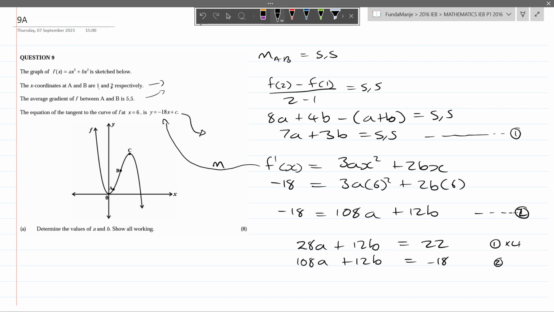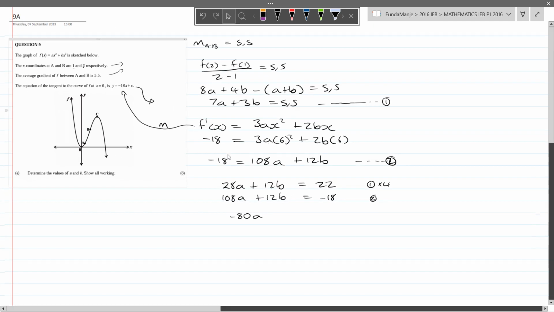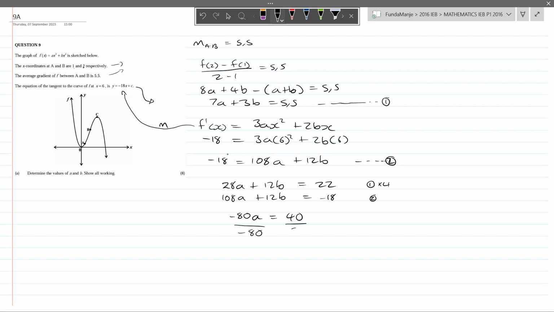Then we subtract these two, so this equation minus that equation, and this gives us 28a minus 108a, which gives us minus 80a. Let me just zoom out a bit for more space. So the 12b minus 12b cancel, and we are left with 22 minus negative 18, which gives us 40. Divide both sides by minus 80, then a equals negative a half.